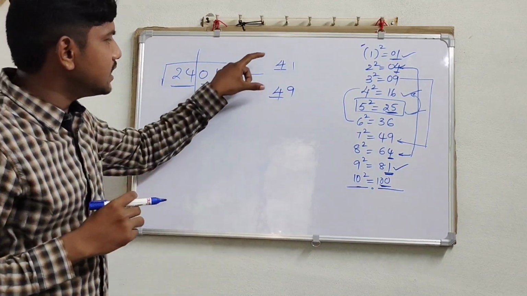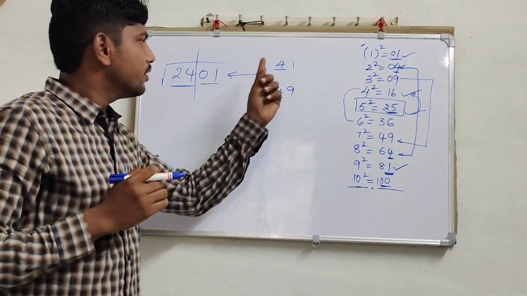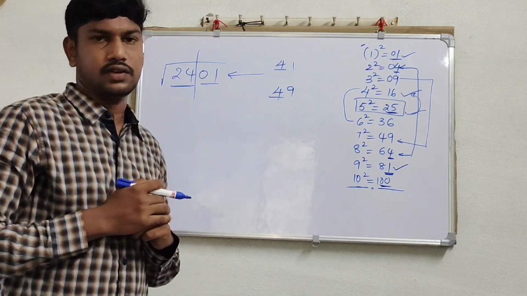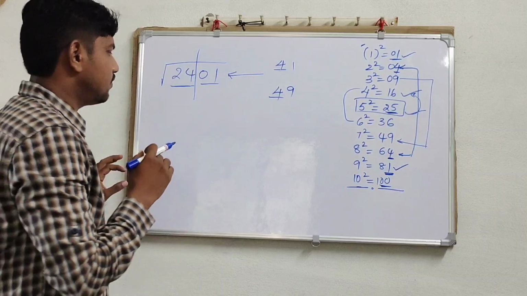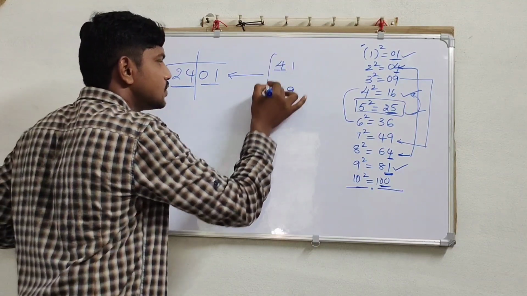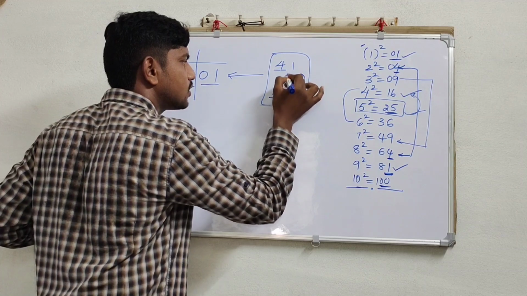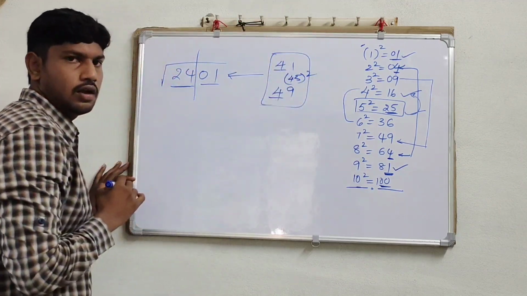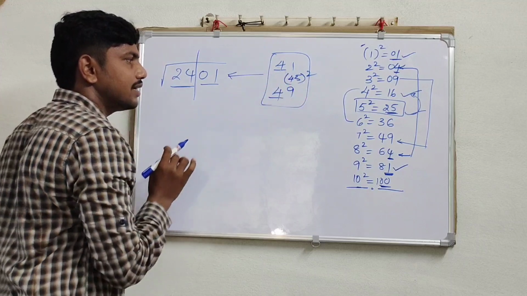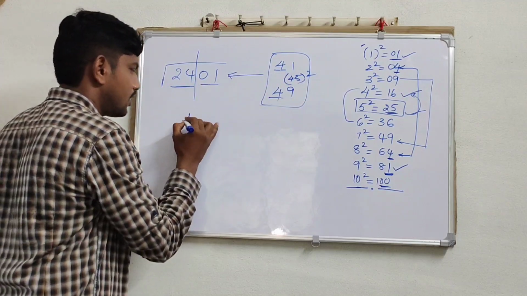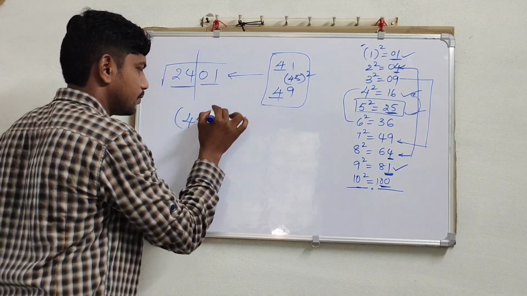But between these two numbers, how can I check, either 41 square or 49 square? Very simple, please follow it. In between these two, I will take the middle, 45 whole square. I am deciding which number 45 whole square is. Let me find 45 whole square.